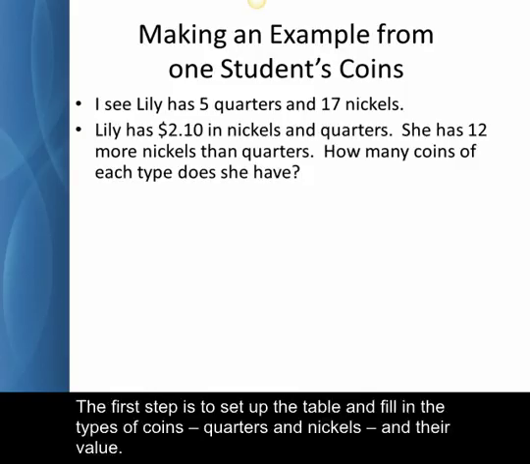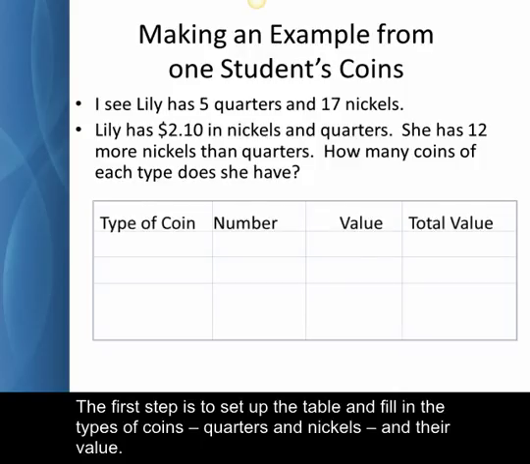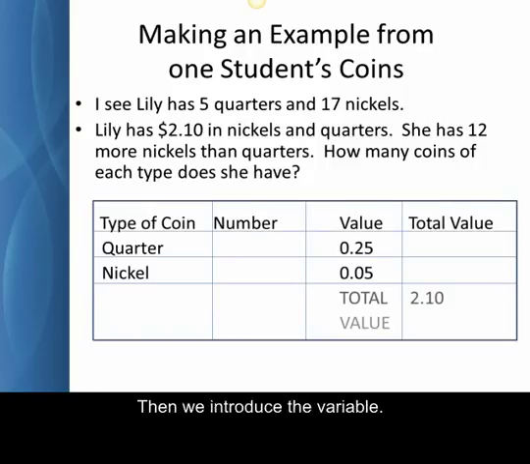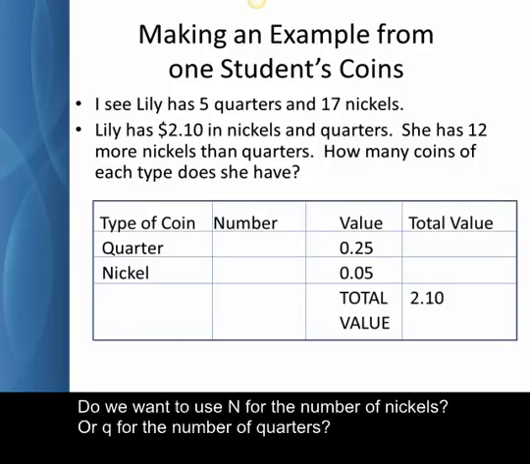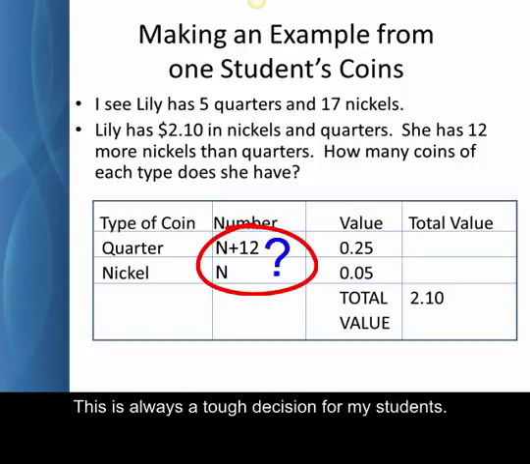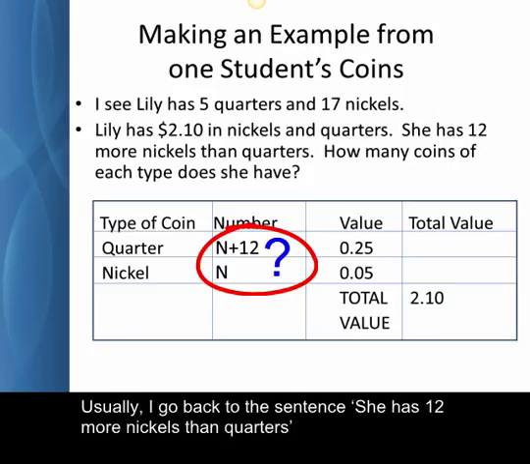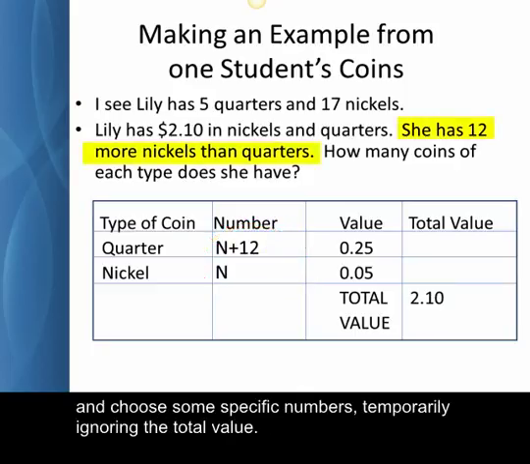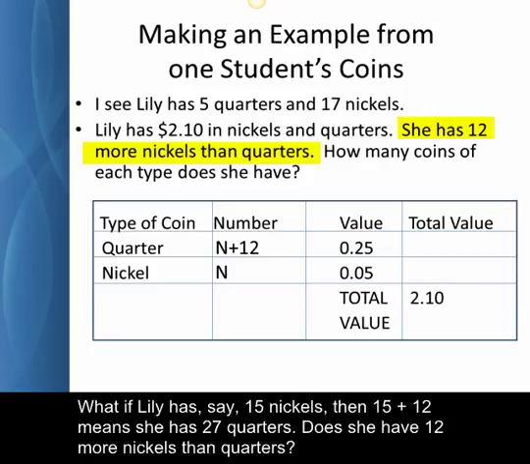The first step is to set up the table and fill in the types of coins, quarters and nickels, and their value. Then we introduce the variable. Do we want to use N for the number of nickels or Q for the number of quarters? This is always a tough decision for my students. Usually I go back to the sentence, she has 12 more nickels than quarters, and choose some specific numbers, temporarily ignoring the total value. What if Lily has, say, 15 nickels?